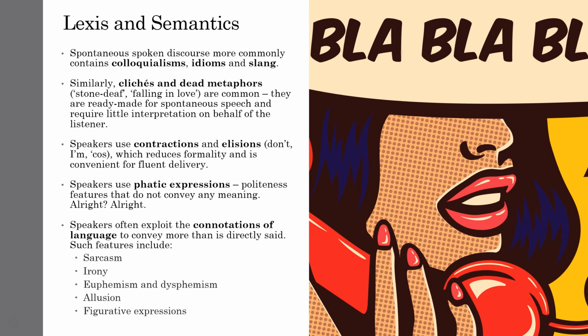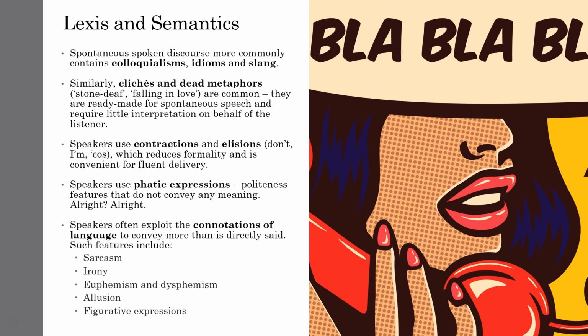Finally, for semantics, what we say, the lexis we choose often has connotations perhaps beyond the literal meaning, and that's where spoken language has its own semantics, particularly sarcasm, irony, euphemism and dysphemism, examples where we're saying more or less than what we're actually saying. We make allusion, and of course we can use figurative expressions like simile, metaphor and personification in speech, and they operate much in the same way that they would in written language. Of course, the context is always slightly different in spoken language.